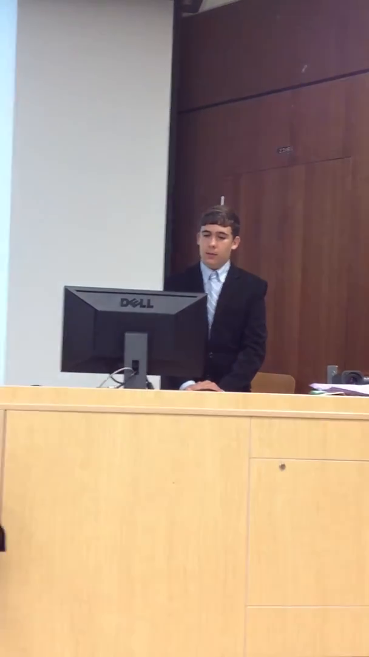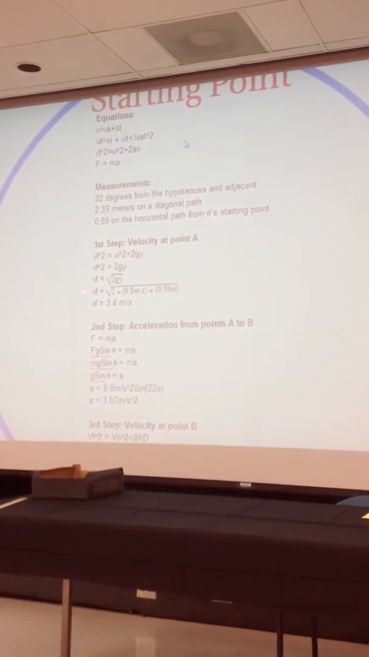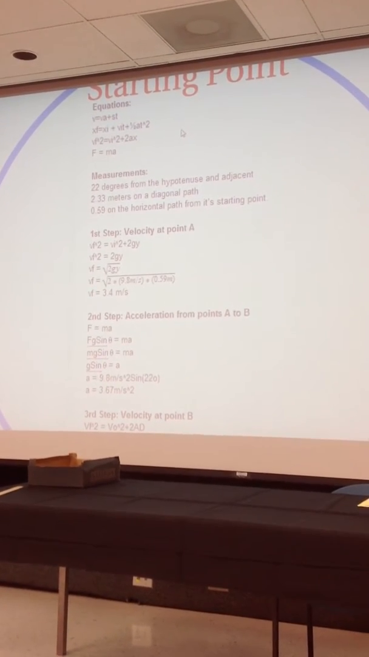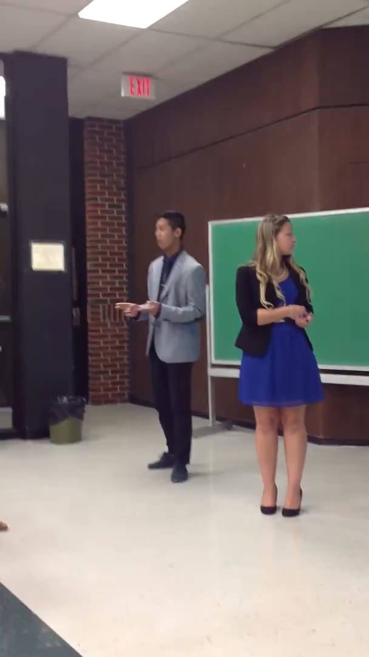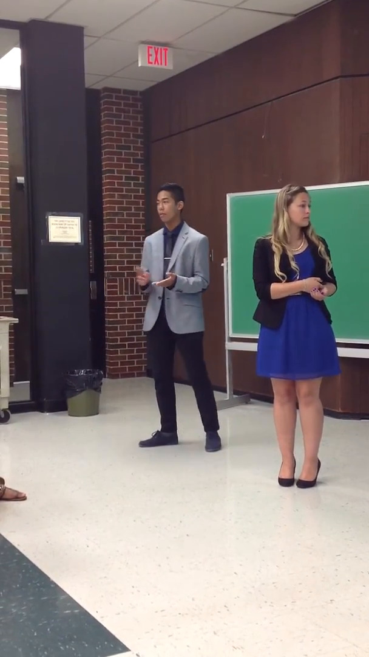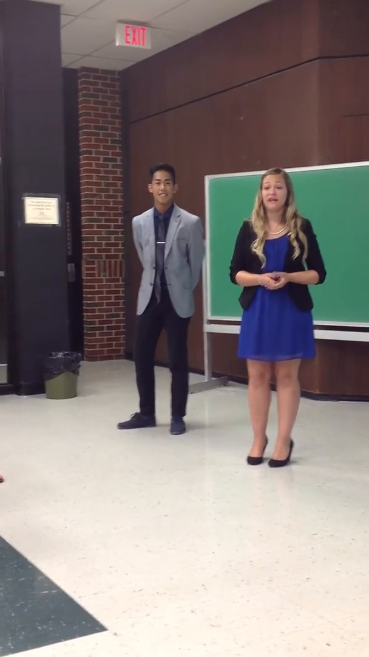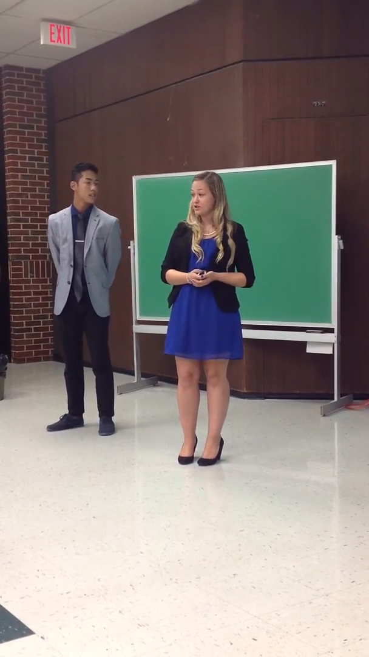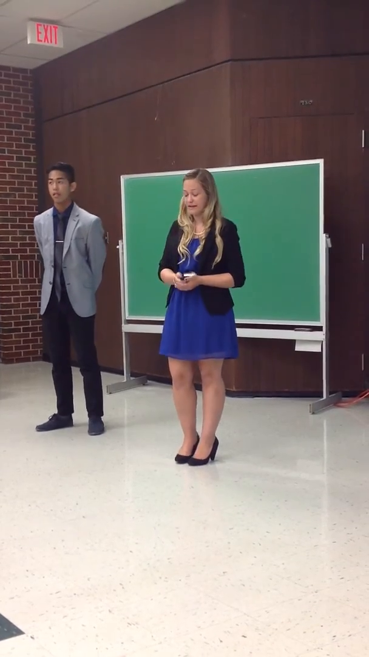For our equation of the velocity, we used initial velocity squared plus 2 times gravity times distance. As well, for the acceleration from the starting point to checkpoint 1, we used Newton's second law, force equals mass times acceleration, and we came up with a product of 3.67 meters per second squared. To find the velocity at checkpoint 1, we used velocity squared plus 2 times acceleration times distance. And we found that the velocity was 5.35 meters per second.